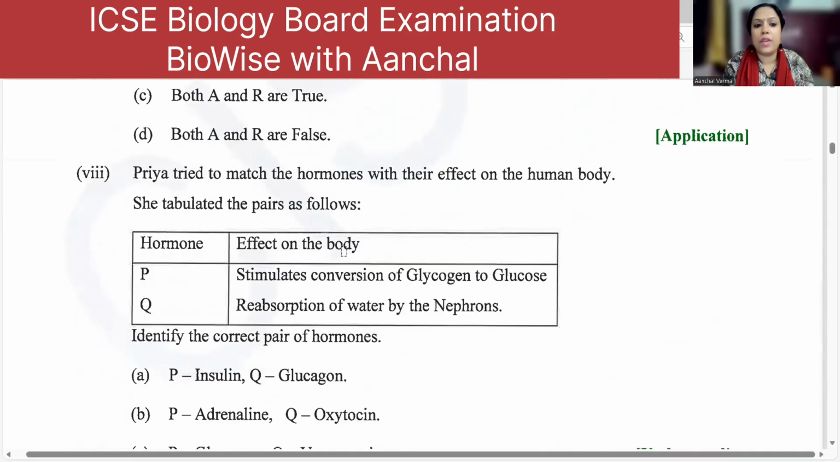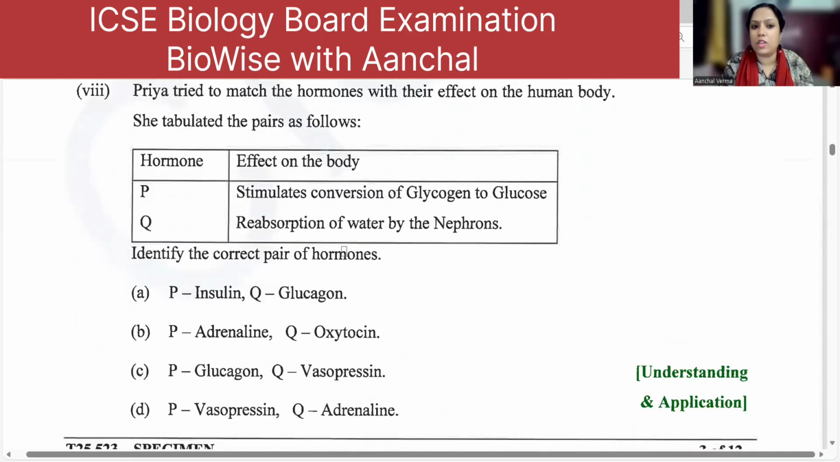Next one. Priya tried to match the hormones with the effect on the human body. She tabulated the pairs as follows. P stimulates the conversion of glycogen to glucose. Okay, it is increasing the level of glucose. So it is glucagon. And Q is reabsorption of water by the nephrons. Reabsorption of water is by ADH or vasopressin. So here which option is right? Glucagon and ADH is not there. Glucagon is here and vasopressin, that is another name of ADH, is given here. Okay, so this is the right answer.